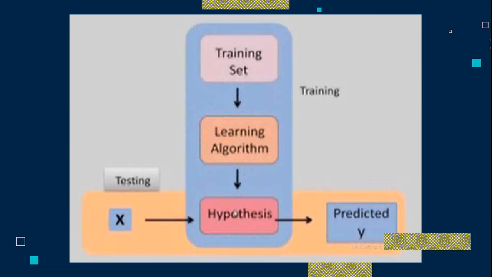Any doubt? Anybody? If there is no question, we will move forward.